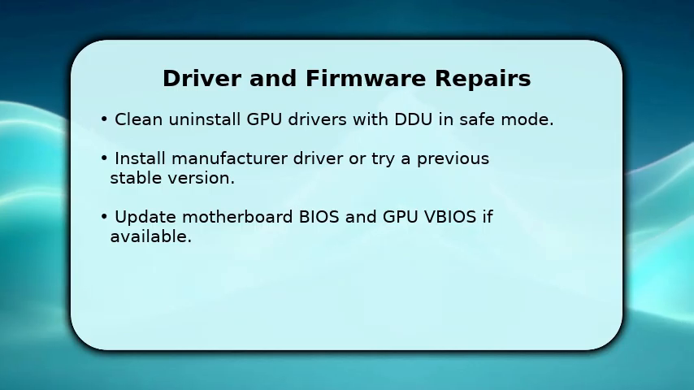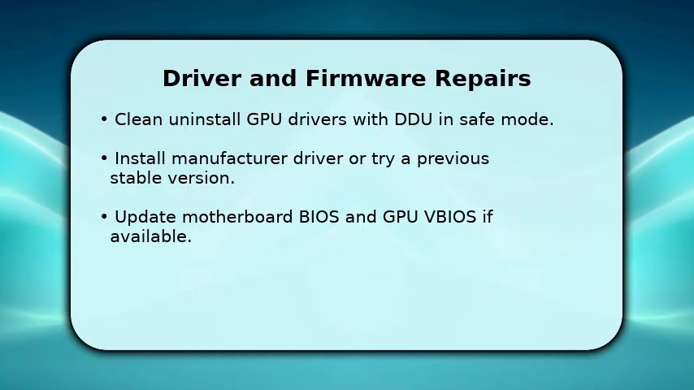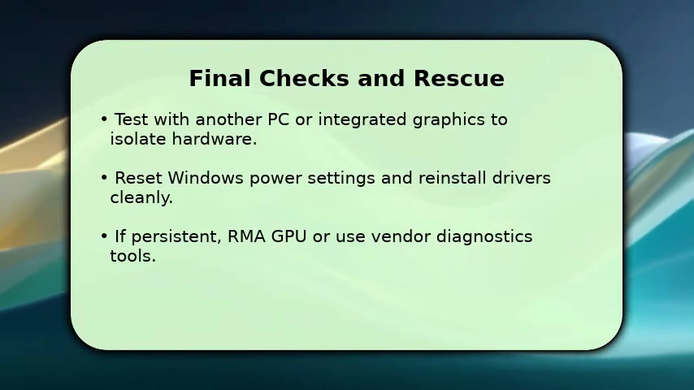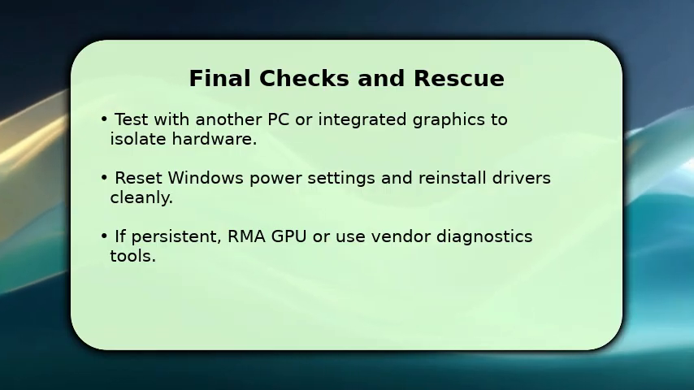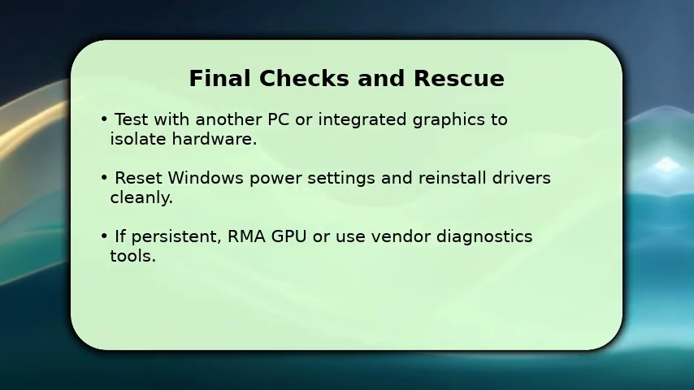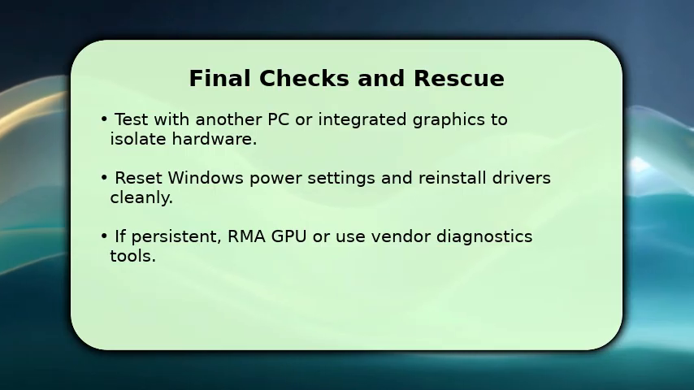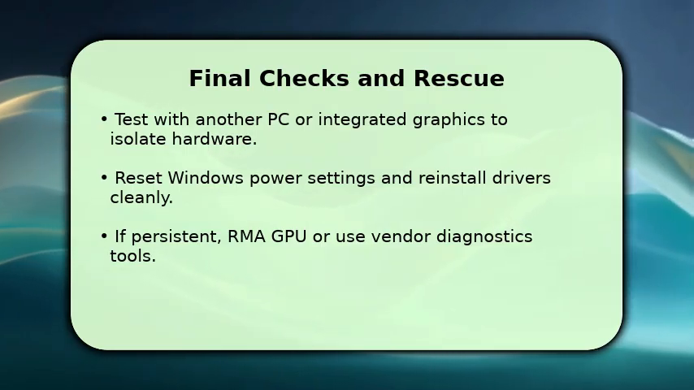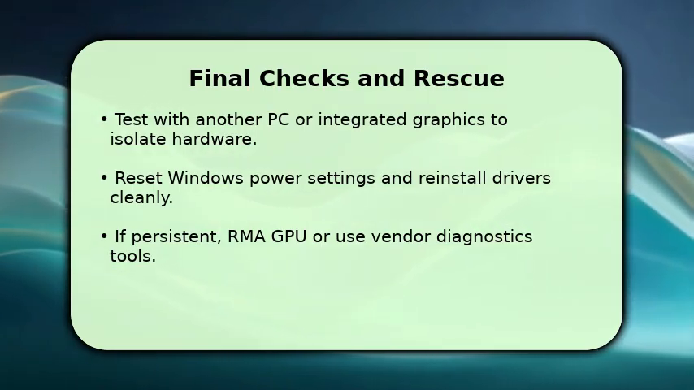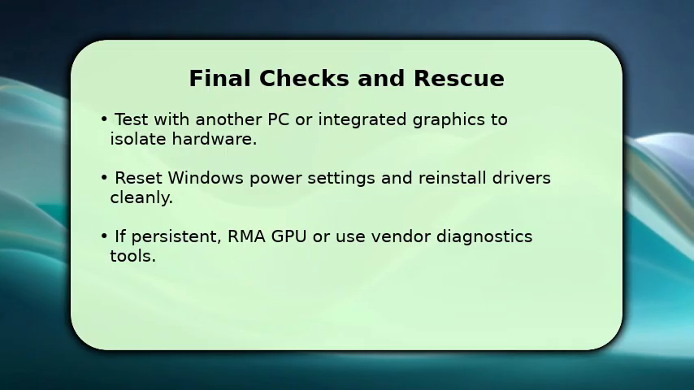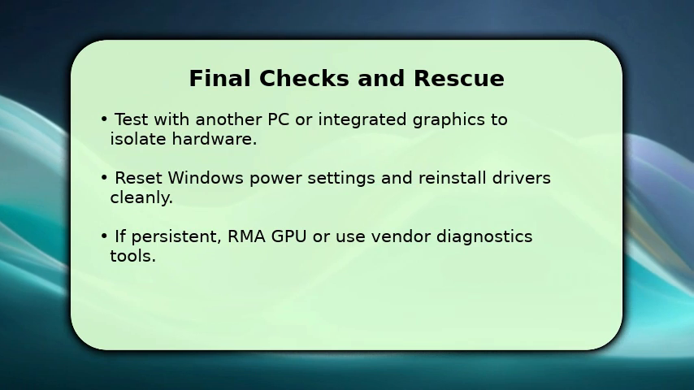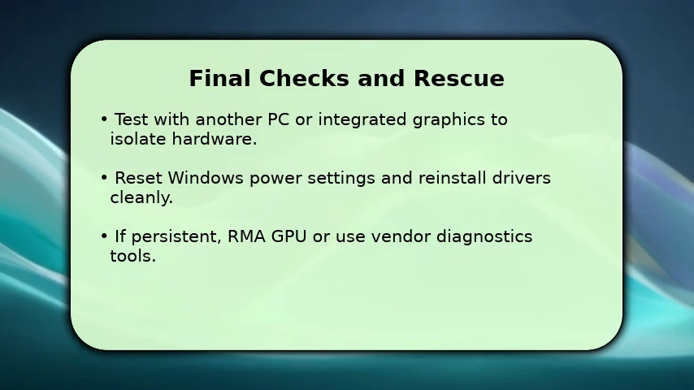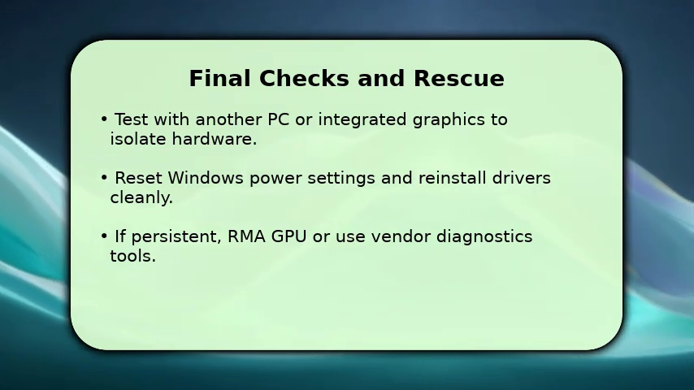You finish by isolating whether this is software or hardware. Swap the GPU into another PC or use onboard graphics to confirm failure. If it works elsewhere, Windows or power delivery is the culprit. Reset power settings to default, reinstall drivers cleanly, and test under load. If code 43 persists and vendor diagnostics show faults, prepare for RMA: document serials and test results. Troubleshooting tip: if intermittent, check PSU rail voltages and PCIe power cable.